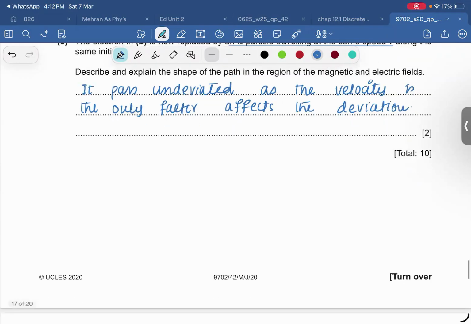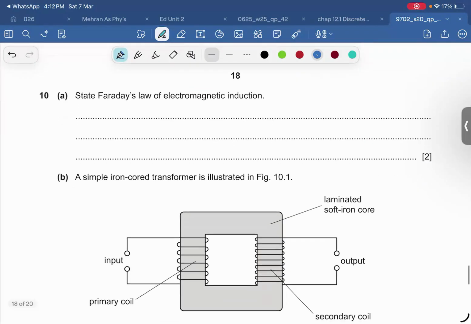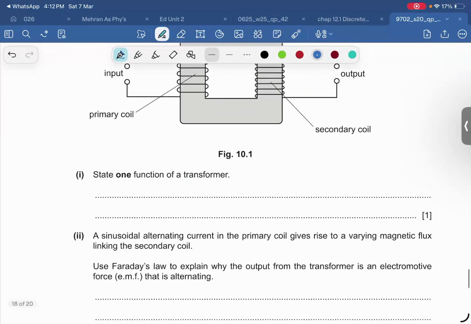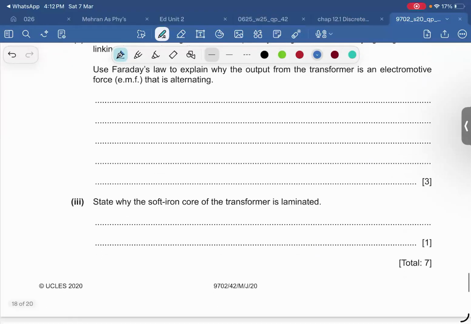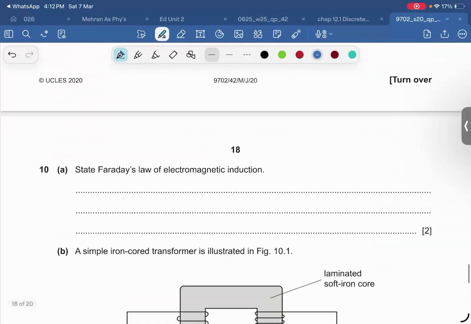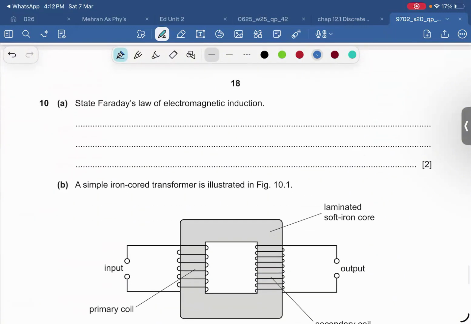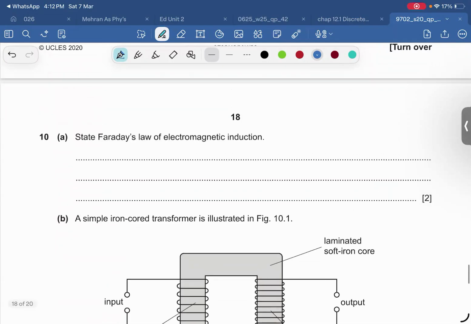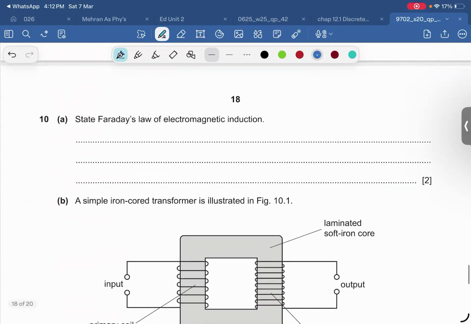Electromagnetic. By the way, transformer is also not a part of the syllabus anymore, so you can ignore the transformer concept. But you can say the Faraday's law of electromagnetic induction. Can you recall the Faraday law of electromagnetic induction?